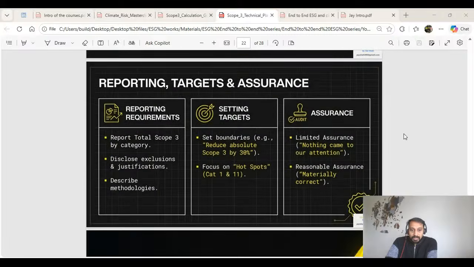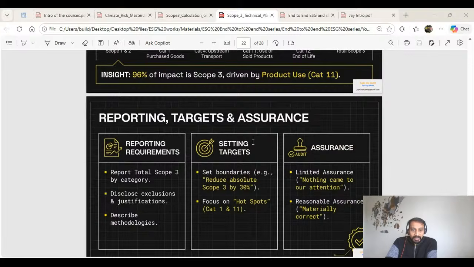And finally, reporting, targets and assurance. Finally, the results must be reported by category with clear methodology and exclusions. If you are not reporting any category, or if you are taking assumptions for a spend based methodology, then you have to mention it in your report. Targets typically focus on hotspot categories, like category 1 and category 11, which is very mandatory, as we saw in Ecoviges' case study as well.